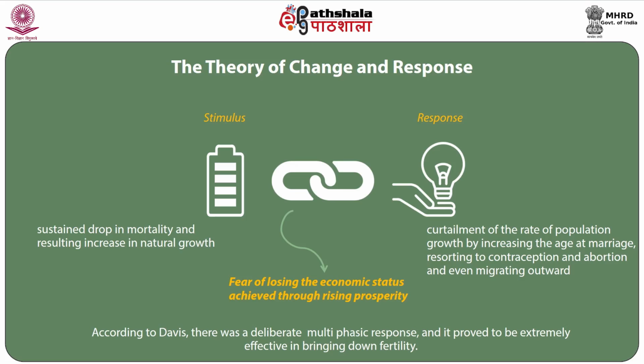That response is a curtailment in the rate of population growth by increasing the age at marriage, resorting to contraception and abortion, and even migrating outward. What is the connecting link in it? The connecting link is fear of loss of status achieved through rising prosperity, which would result if the high rates of population growth continued. Hence, there is something called multiphasic response. This multiphasic response is an attitude to get ahead and appear respectable.